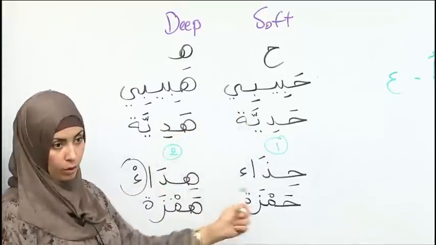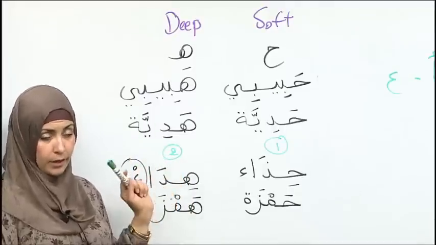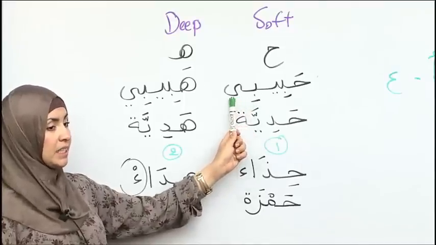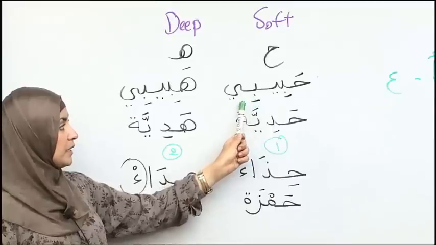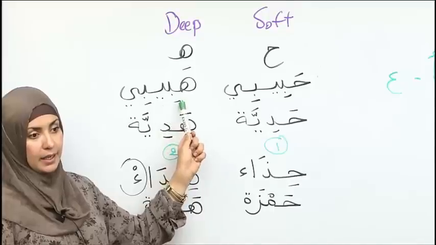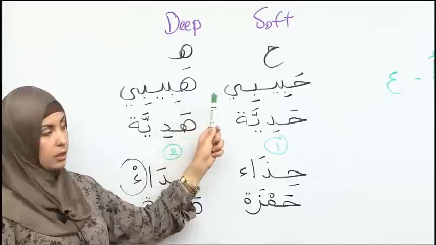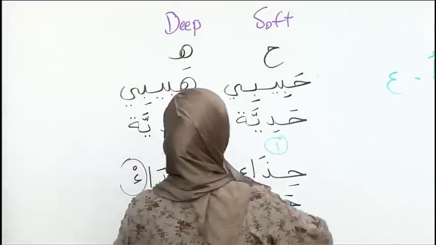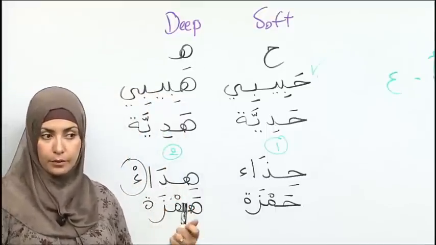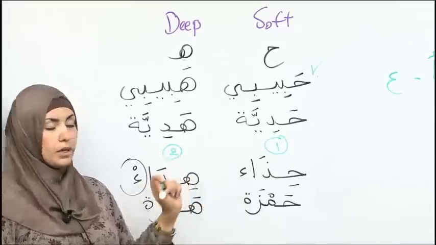So let me read all these words again and pay attention to how I'm pronouncing them. I'm going to go as slowly as I can. Habibi. Which one is an actual word? One, right. Yeah, Habibi, which means my dear one. For a male, my dear one. Habibi.